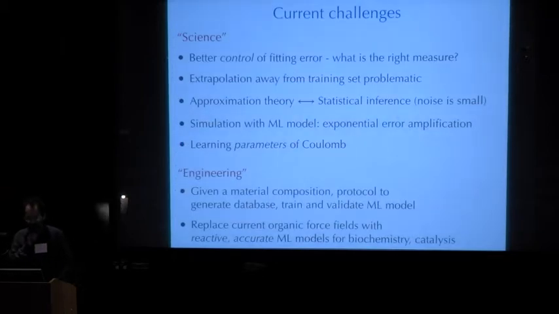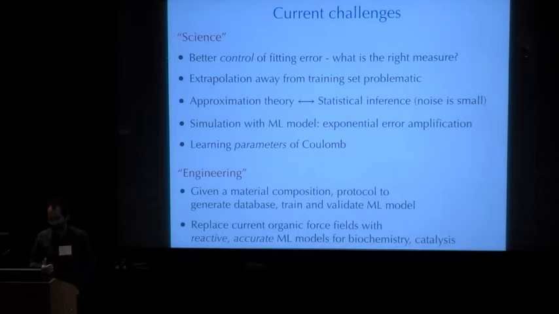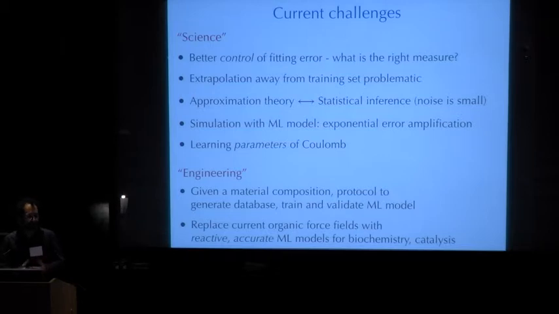I want to finish with some thoughts on the current challenges. So there are scientific challenges and there are engineering challenges. I think the thing that really vexes me in terms of the science is better control of the fitting error. So if you asked me what should be the right measure of error in, say, fitting silicon or any other material, I really can't give you a mathematically precise answer. I would start by citing applications, and different applications need accuracy in different parts of configuration space. And that's a real problem, because we don't really have a good way of translating that into an error measure.